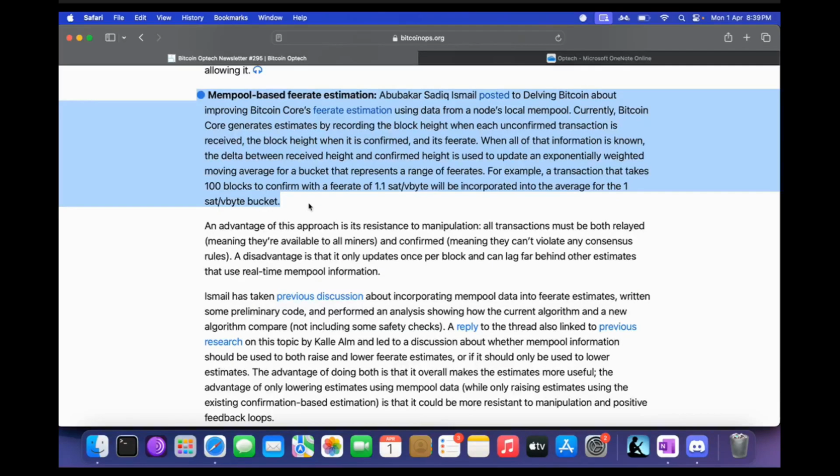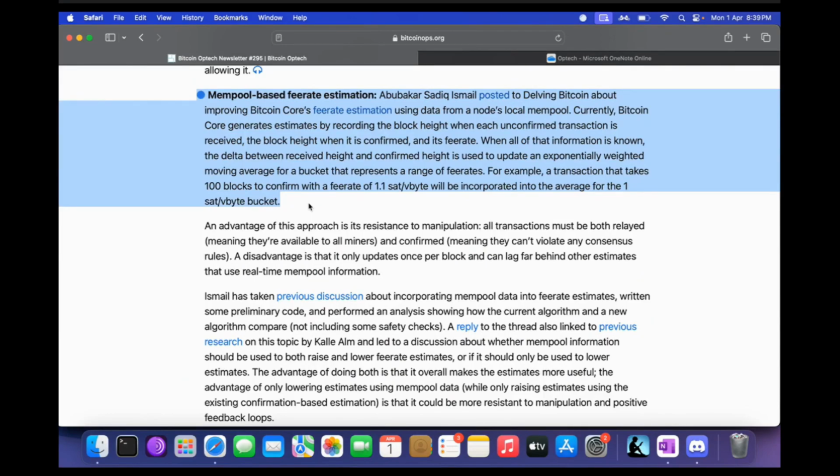When all of that information is known, the delta between the received height and confirmed height is used to update an exponentially weighted moving average for a bucket that represents a range of fee rates. For example, a transaction that takes 100 blocks to confirm with a fee rate of 1.1 sat per virtual byte will be incorporated into the average for the 1 sat per virtual byte bucket.